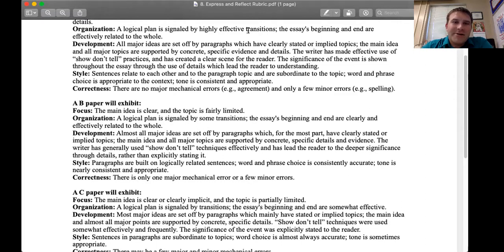So all major ideas are set off by paragraphs which have clearly stated or implied topics. The main idea and all major topics are supported by concrete, specific evidence and details. The writer has made effective use of show, don't tell practices and has created a clear scene for the reader. Show, don't tell is basically you exploiting the senses. One of the nice things about reading is that you are imported directly into that experience.